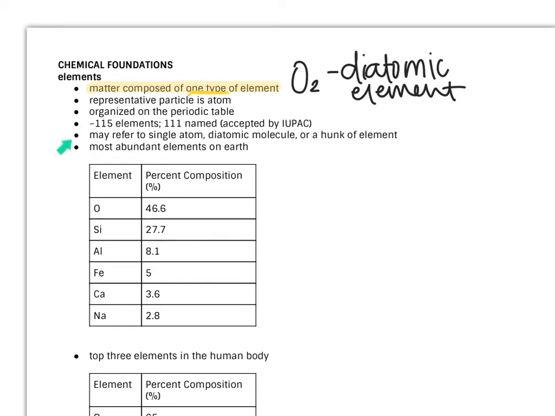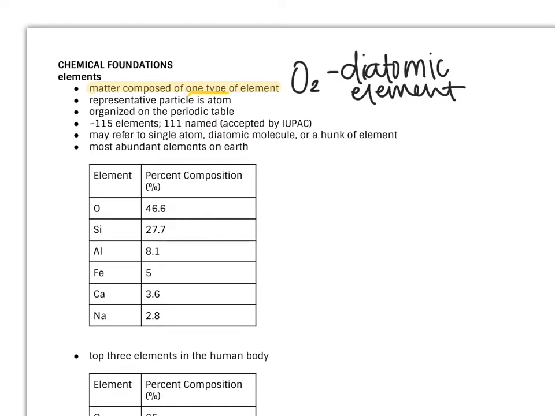Okay. This bullet talks about how an element can be referring to the single atom. It could be referring to the diatomic molecule, like oxygen gas, or it could be referring to a hunk of the element. So if you have some gold and you're very rich in gold, then you still call that gold. It's the element gold, and you can hold a hunk of it in your hand.